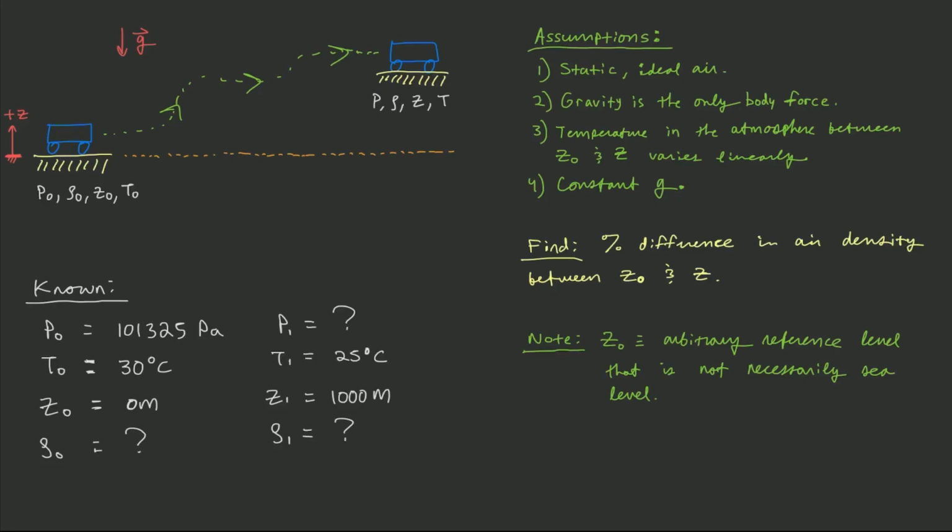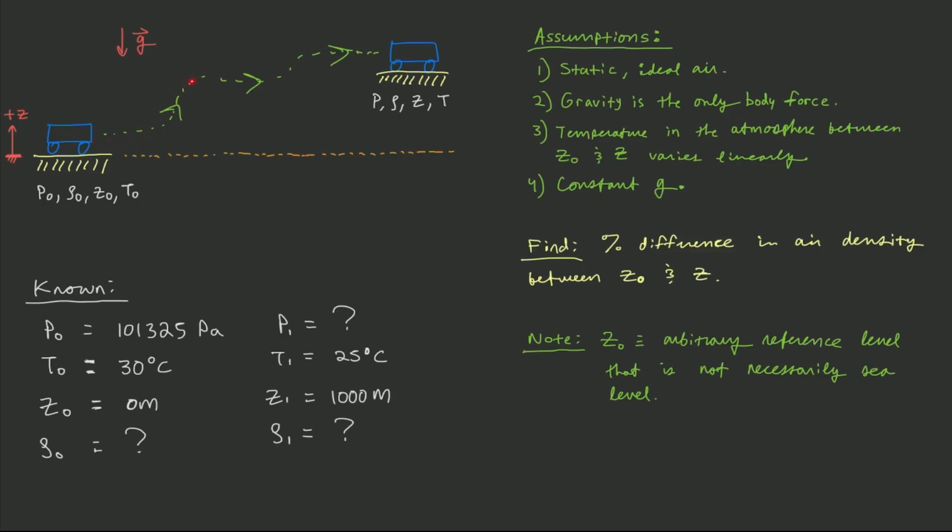Okay, so in this example problem, we're going to be examining the barometric pressure equation, which basically describes the change in pressure in the atmosphere as a function of T and Z. To look at that equation, we're going to examine an example problem where we have a car at a level Z naught, where the pressure is P naught, the density is rho naught, and the temperature is T naught.